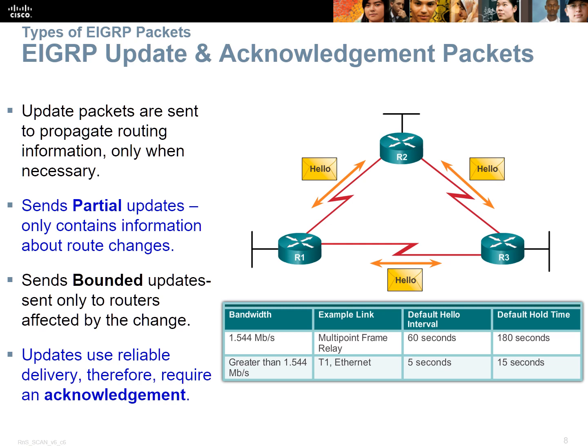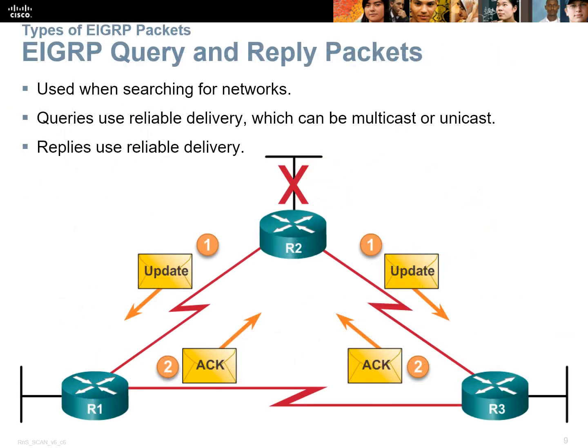And these updates are sent reliably. So queries, responses, and updates are all sent reliably, which means they require acknowledgement. So router 2 says, guess what guys, one of my networks has gone down, here's a piece of information. Both router 1 and router 3 acknowledge that they've received that information. Reliability.